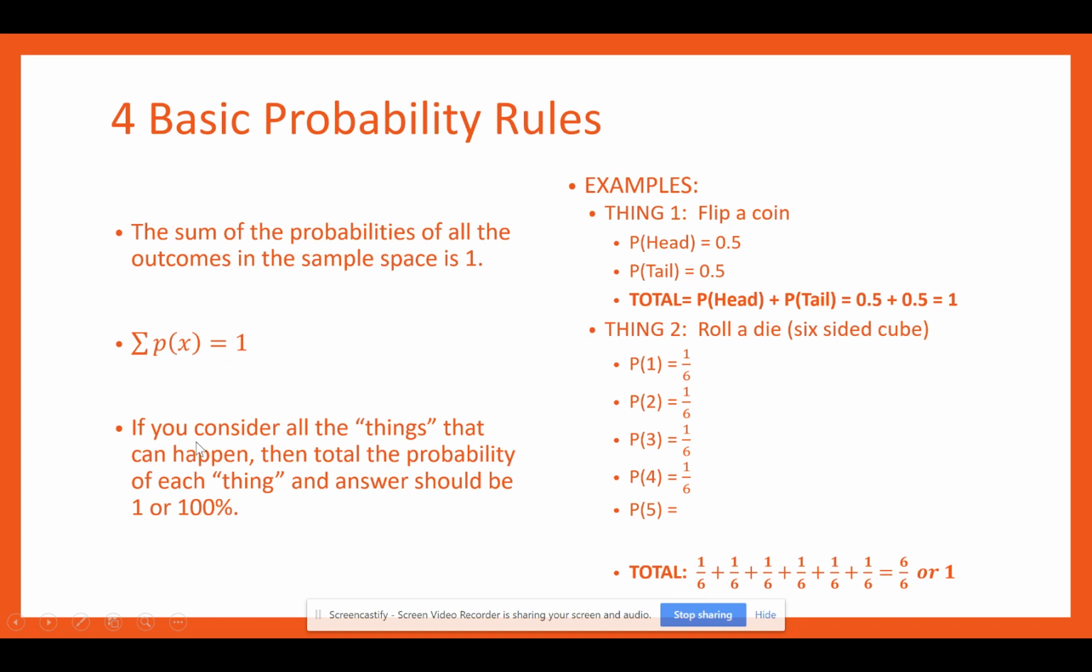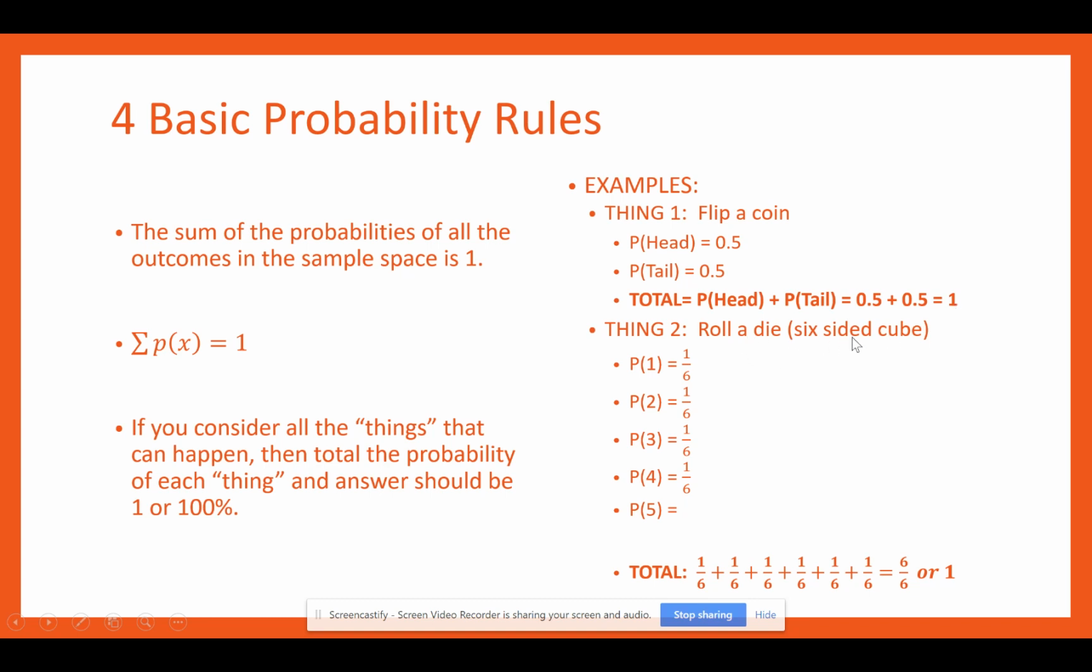In common language, it says if you consider all the things that can happen, then total the probability of each thing, the answer should be 1 or 100%. So, for example, when you flip a coin, you're either going to get a head or a tail. There's a 50% chance of a head and a 50% chance of a tail. Those are the only two things that can happen. If I add that together, 50% plus 50% equals 100% or 1.